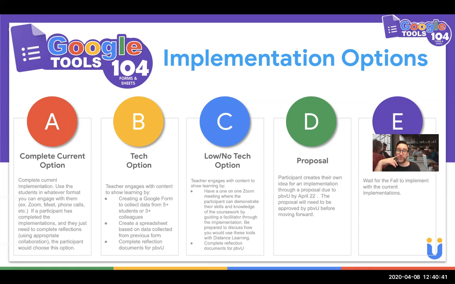Now, if you're not comfortable with A or B, you have a low tech, no tech option. And this is where the teacher engages with content by showing learning, by having a Zoom meeting where the participant can demonstrate the skills and knowledge of their coursework by guiding a facilitator or instructor through the implementations. In other words, you're going to reach out to either myself, Hans, or Troy, or Shannon, and you're going to say, I'm ready to do option C. And then we would set up a Zoom meeting with you, and you would walk us through that implementation.